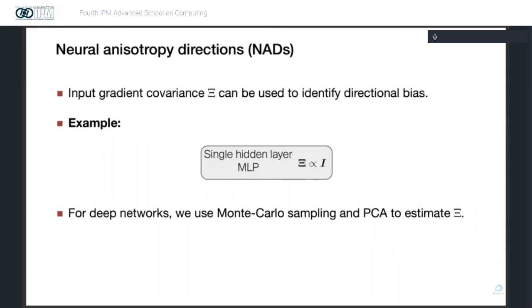So it seems that what we are looking for in terms of the ordered basis V0 to Vd-1 can be established by looking at the eigenvectors of this matrix psi, the covariance matrix of the gradient with respect to the input. One can compute it analytically for a simple multi-layer perceptron or fully connected network, and you find that the covariance matrix would be proportional to the identity matrix, which means there is no directional bias for a single layer fully connected network, which is kind of expected.